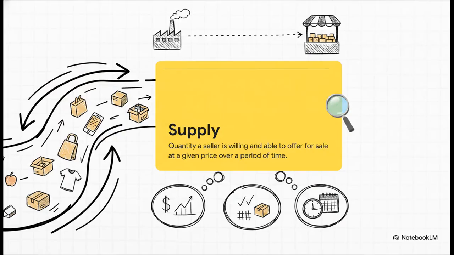So, the big takeaway here is that supply is a flow concept. It's not just a static pile of goods collecting dust in the back of some warehouse, right? True supply only really exists when it's tied to three very specific things: a specific price, a specific quantity, and a specific time frame, like a day, a week, or a month.